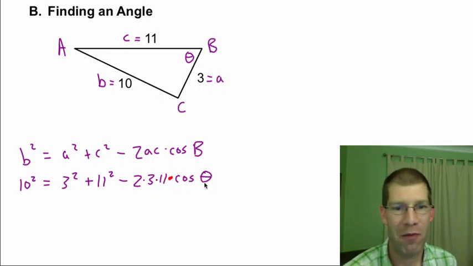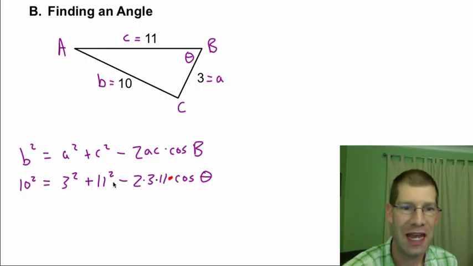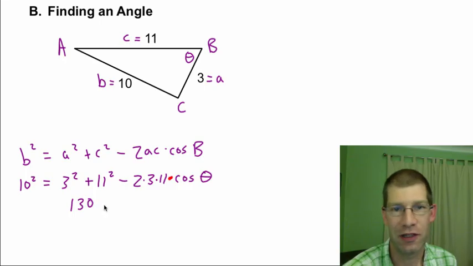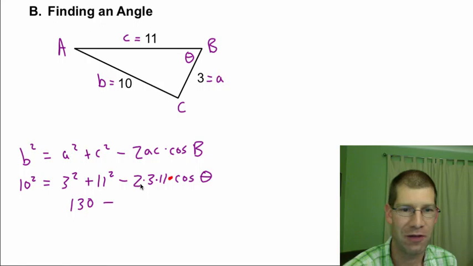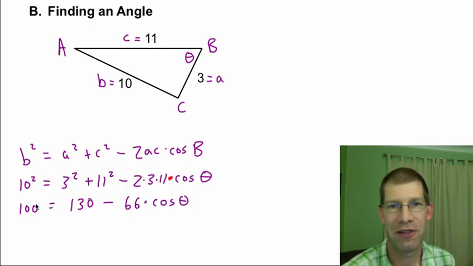So because we can't multiply this section here, we can't do this subtraction right now. What we could do is combine these two numbers together. So I have 3 squared is 9 plus 121. So I could say that that's going to be 130. That's totally legal. We could do 2 times 3 times 11, so we'd have 33 times 2, so that's minus 66, times the cosine of theta. And we could do the left side, we could say, well, 10 squared is 100. So far we haven't done anything wrong.